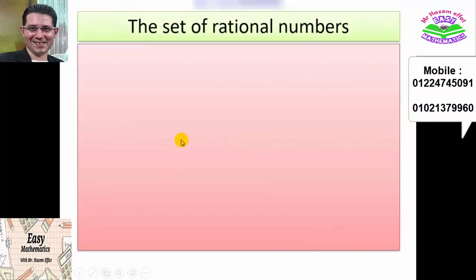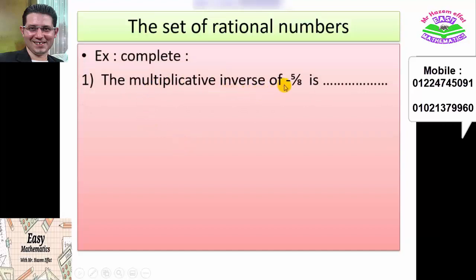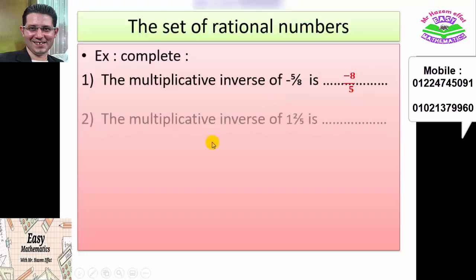The set of rational numbers: multiplying and dividing rational numbers. Here he asked me to complete the multiplicative inverse of -5/8. What about the multiplicative inverse? Yes, I told you before, we must find the reciprocal. It means we find the opposite of this fraction. It will be equal -8/5.